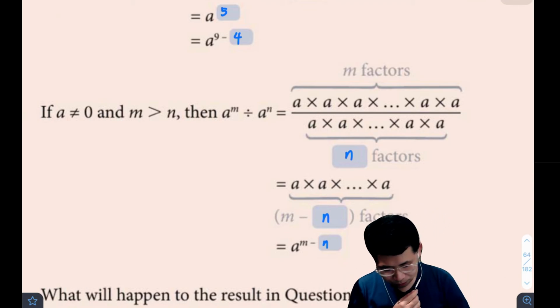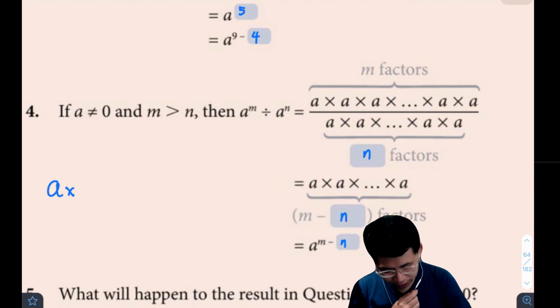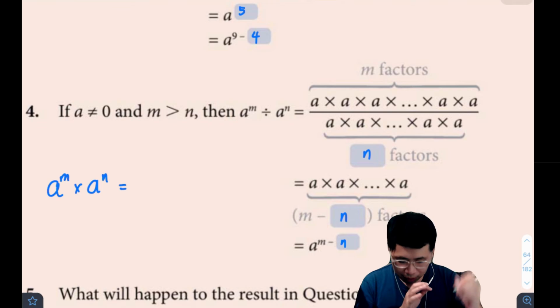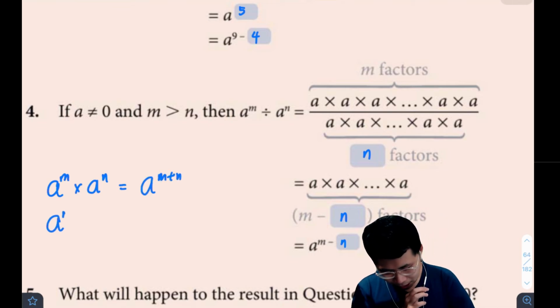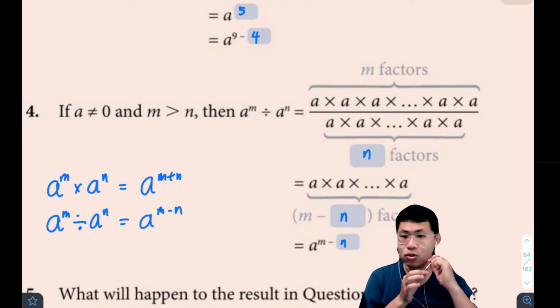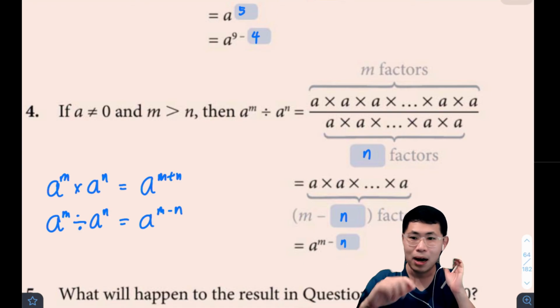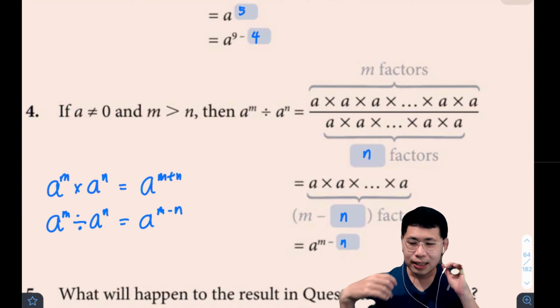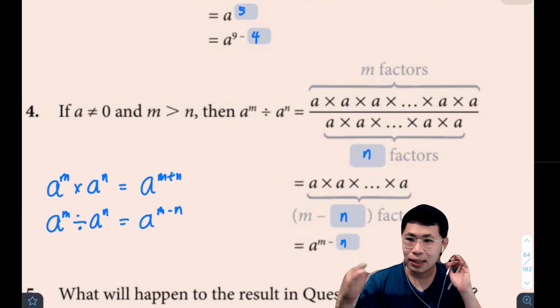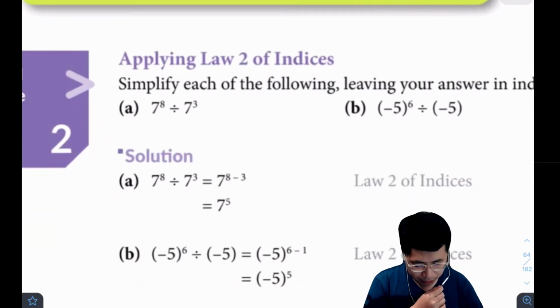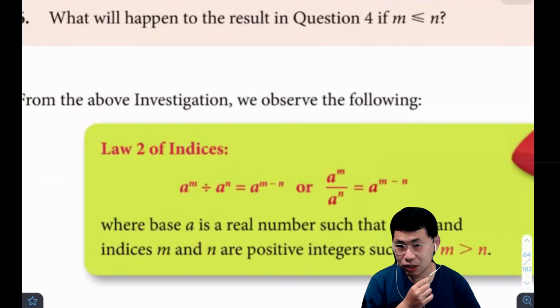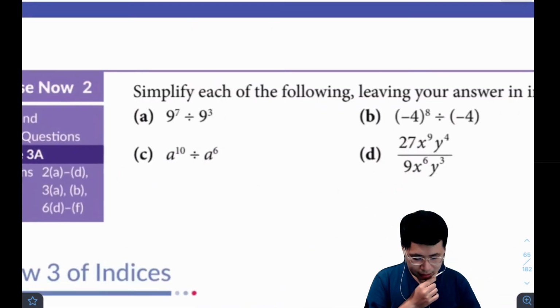Okay, so just now, we take a look. So we have a to the power of m times a to the power of n. Same base, when you multiply, the powers will add, the powers will sum up. Now same base but divide, the power will minus, so you have the difference of the powers. So this is the difference between law 1 and law 2, but both work together, same base. Okay, so let us ignore questions 5 and 6. We'll answer those questions later in the second part.